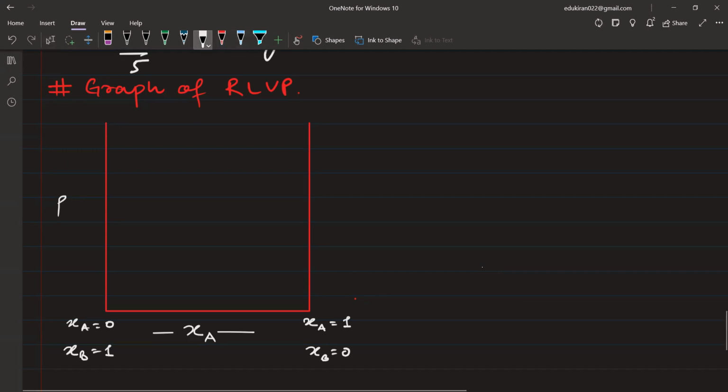Now, please tell me guys, mic on करके बताइएगा, when you have chi A is equal to zero. That means we only have chi B and chi B is solid. If it is solid, what will be the vapor pressure? What will be the vapor pressure of a solid? Hiram? Vapor pressure of a solid? Yes, Hiram, what will be the vapor pressure of solid?